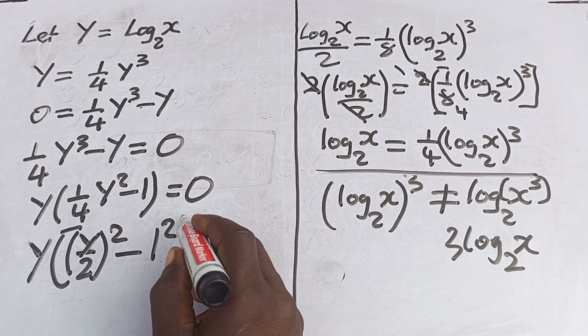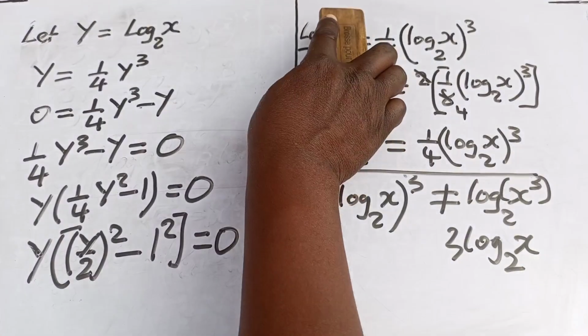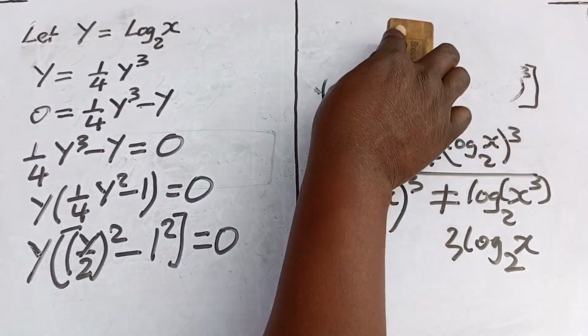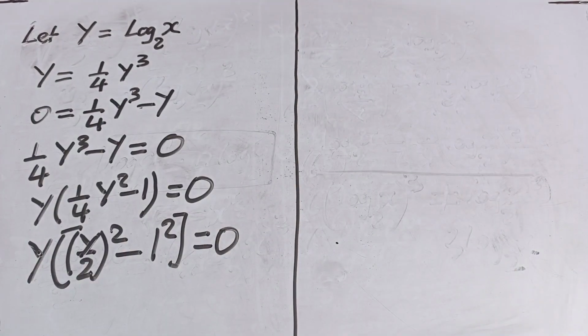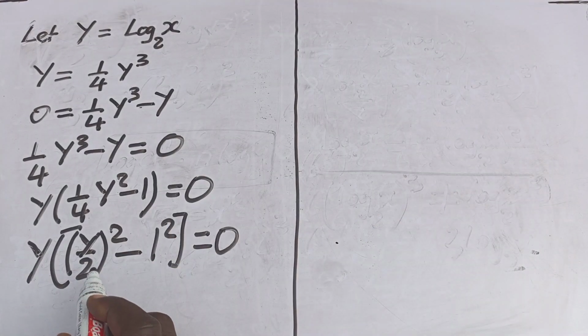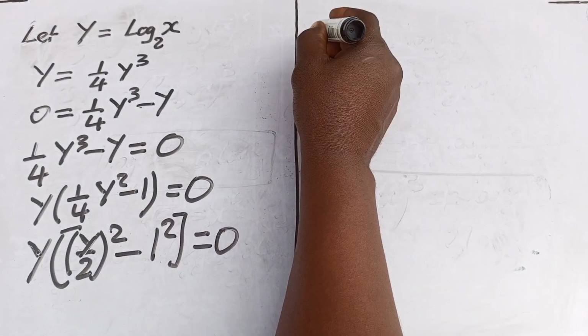Remember, 1 squared is just the same as 1, equal to 0. So that we now see that this is a difference of squares expression, so that we can use the difference of squares identity there to resolve this. Now let's apply the difference of squares identity to what we have inside the parentheses.